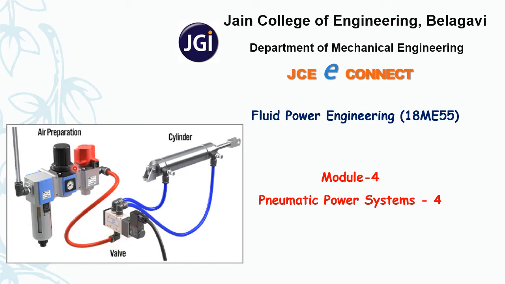So here in the figure you can see a FRL unit, that is air preparation. So this is a filter, a regulator and a lubricator just before the direction control valve. So here in this case there is no primary air treatment shown here.